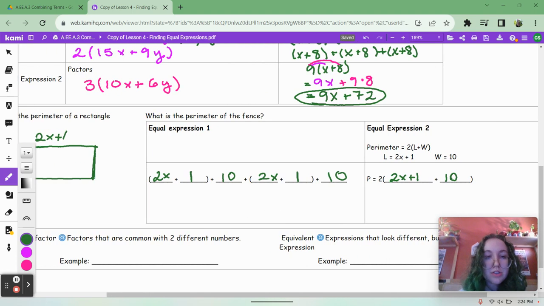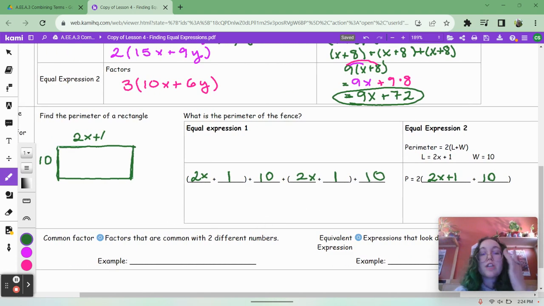What I want you to do is simplify these expressions and show that they're equivalent, because we're working with the same rectangle. It should give us equivalent expressions. I want you to work through that, show all of your work of combining terms, and then come show myself or Mr. Myers.